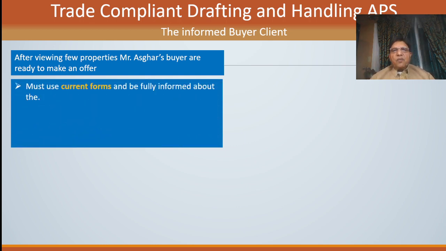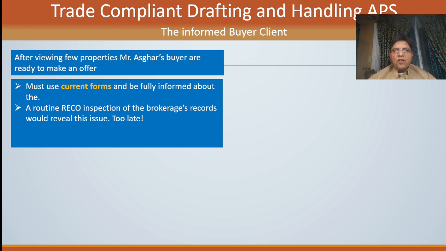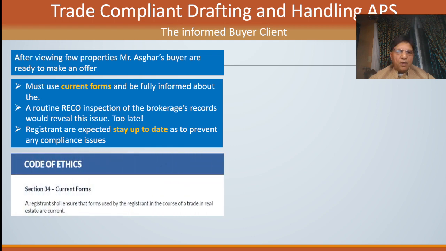You must use the current forms. This is important to note. If you are not using the current forms, you can get into trouble, because the routine RICO inspection of the brokerage records would reveal that, and then it will be too late. So make sure you are using the current forms. You are expected, as a professional licensed real estate agent, to stay up to date to prevent any compliance issues. That is very important to understand. So make sure you know what the current forms are and what the compliance requirements are. Otherwise you will be in trouble, and ultimately your brokerage will be in trouble also.